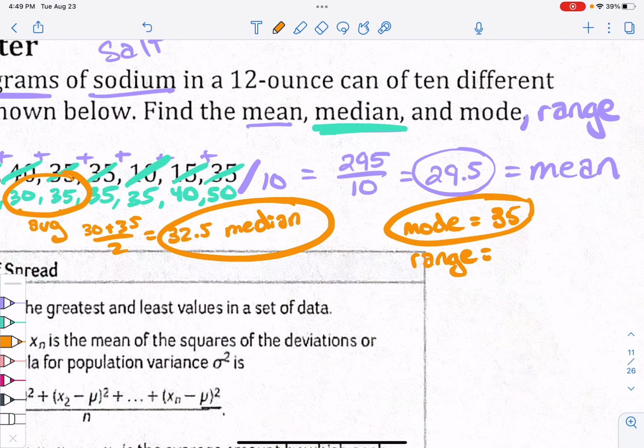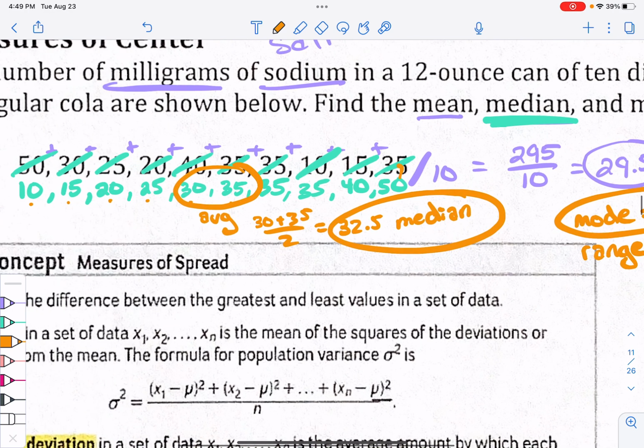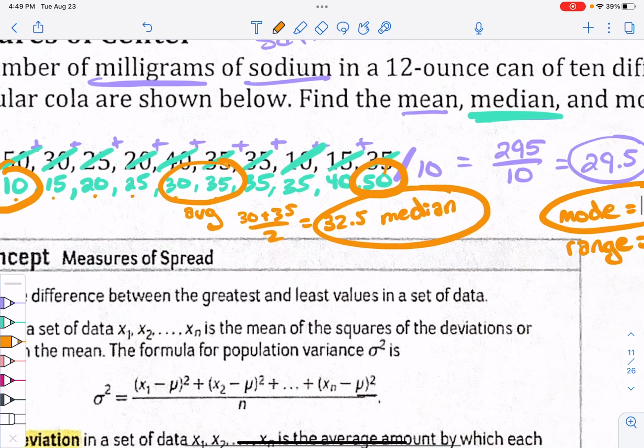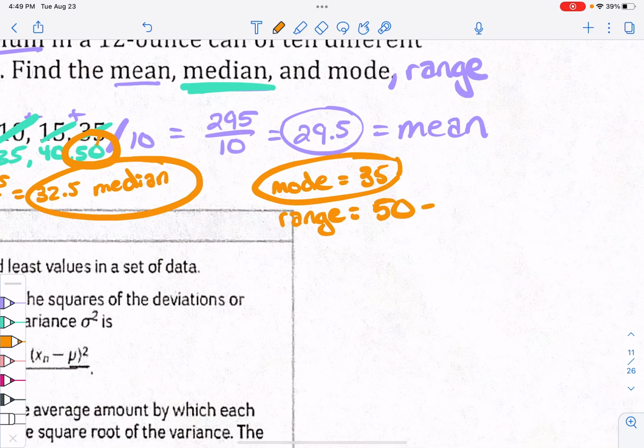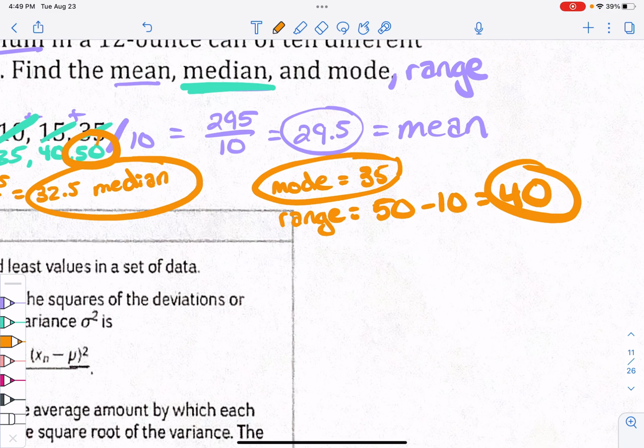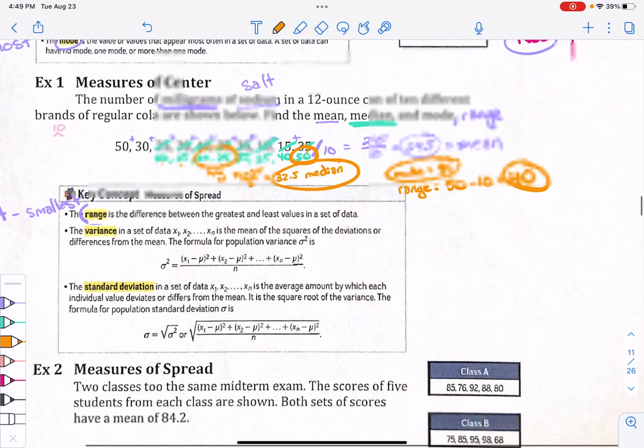What you don't want to put is 0. If you don't have a mode and you don't have a number that occurs more than once, you would put no mode and not 0, because 0 could be a mode, right? Like 0 could be a number in your data set, so you don't want to do that, okay? And then range is the biggest number minus the smallest number. So 50 minus 10, which is 40, is my range, okay? So there is that, all right? So that's a lot of stuff going on already for this data.